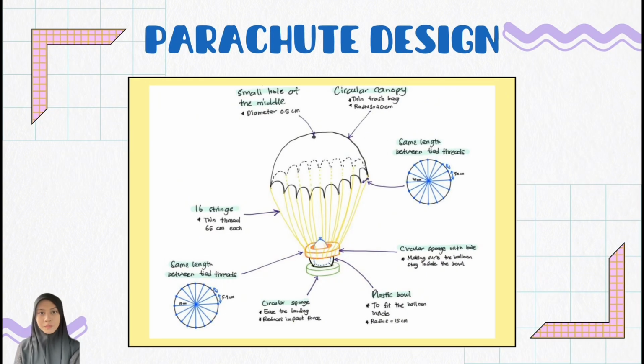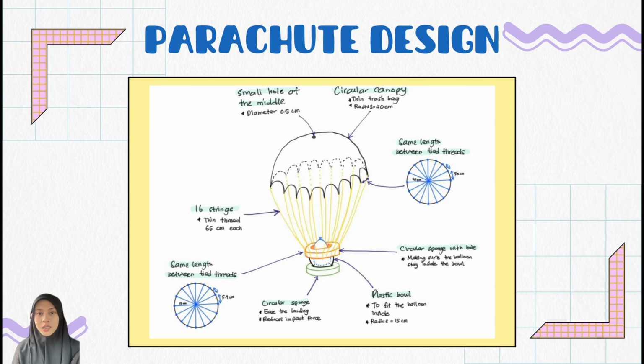Next, I will explain about the parachute design. The parachute has a small hole in the middle with a diameter of 0.5 cm. This hole helps air pass through and keeps the parachute stable during falling. The canopy is circular and made from a thin trash bag with a radius of 40 cm. The large surface area increases air resistance and slows down the fall.